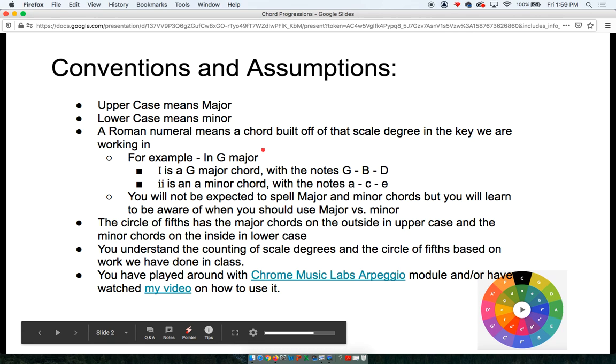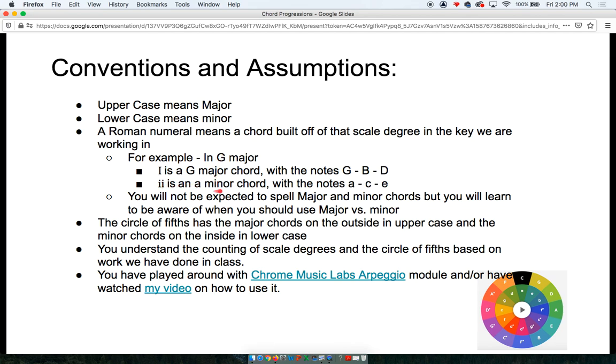So for example, if we're in G major, a Roman numeral 1 is a G major chord, and as we know, chords are like arpeggios, skipping a note. So G, skip the A, B, skip the C, D: G, B, D, okay? Notice now this lowercase Roman numeral 2 is an A minor chord in the key of G major with the notes A, C, and E. So right now, just remember, uppercase means major, lowercase means minor.